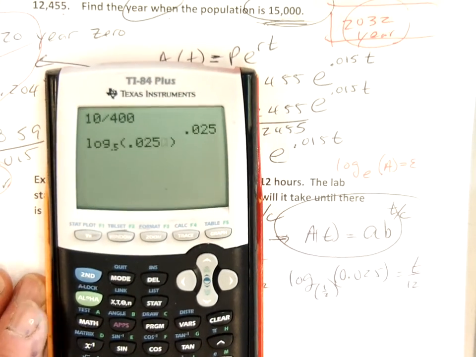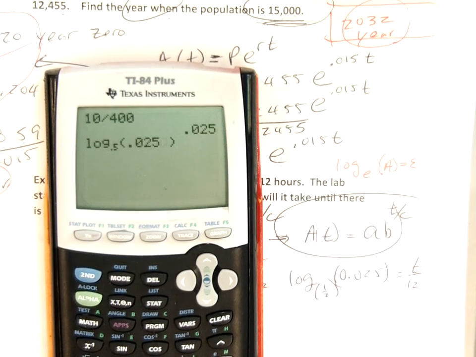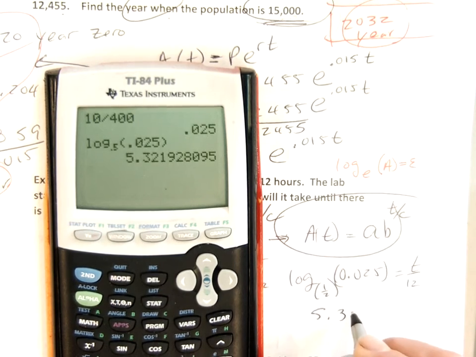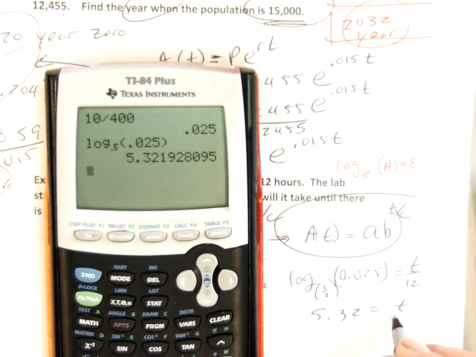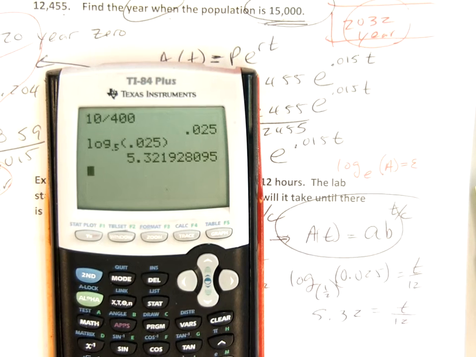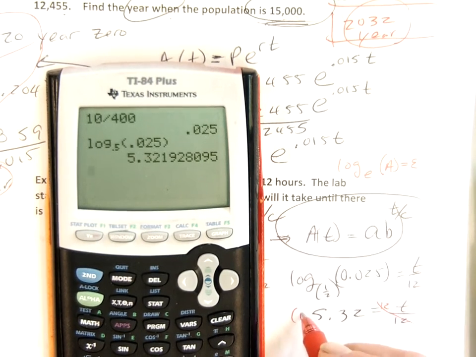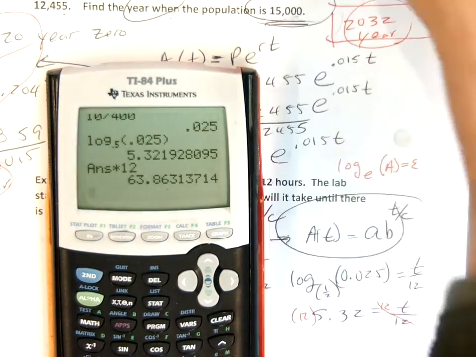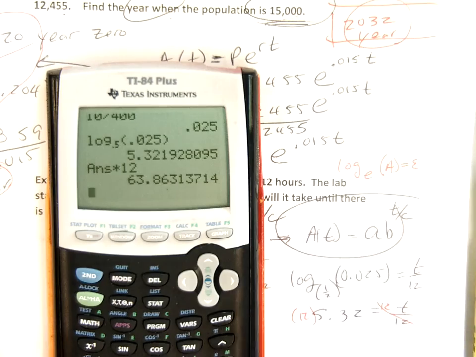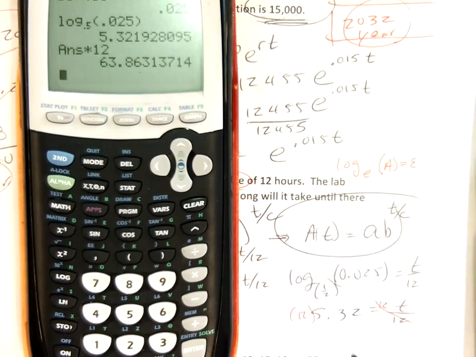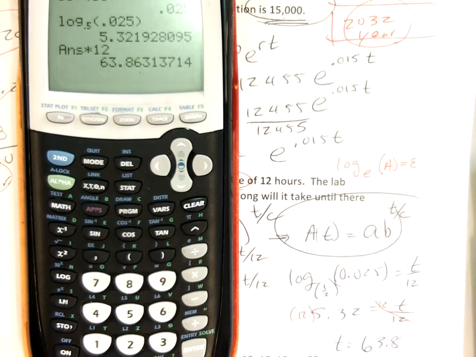I'm going too fast for me. Okay, Lauren says, Carly, I'm good. Okay, enter. So I get about a 5.32 blah, blah, blah equals T over 12. Multiply by 12, right? Times it by 12, times it by 12. And I get about 63.8 in terms of hours, right? How's that?